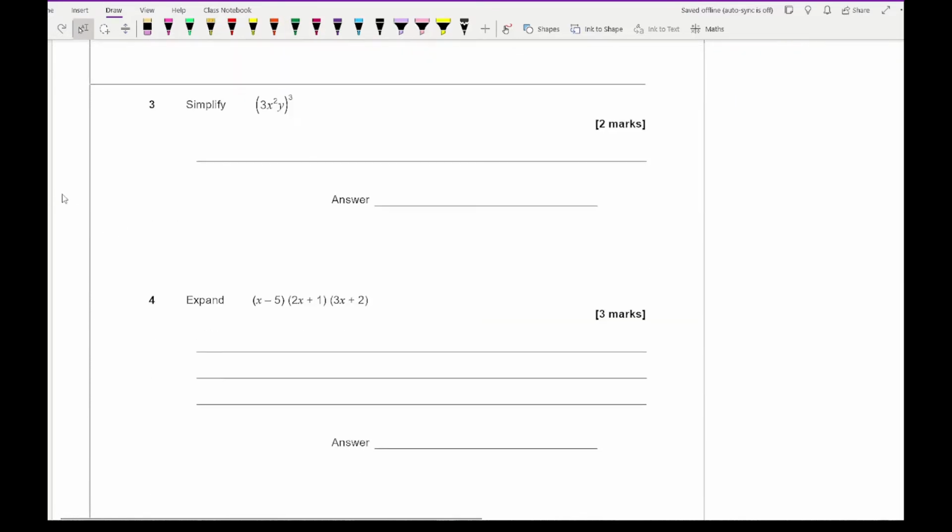Moving on to question 3, it says simplifying, and we've got this. Now again, with indices, remember we need to raise everything to the power of 3. So 3 to the power of 3 is 27. X squared to the power of 3, well I multiply the powers, so that becomes x to the power 6. And then y to the power of 3 is just y cubed. Leave that as my final answer.